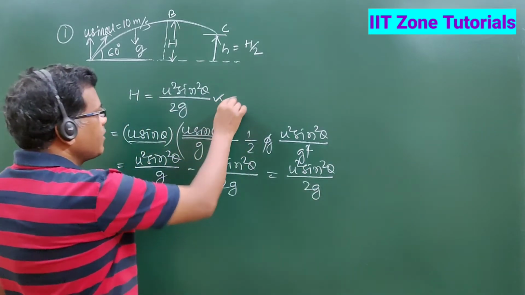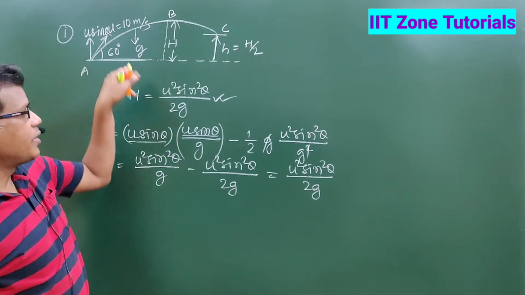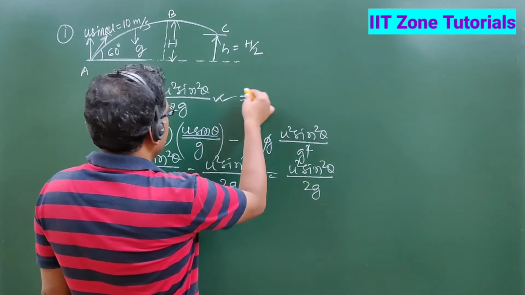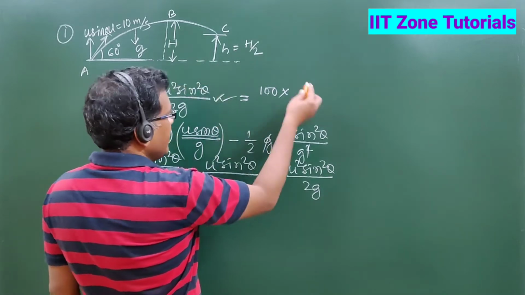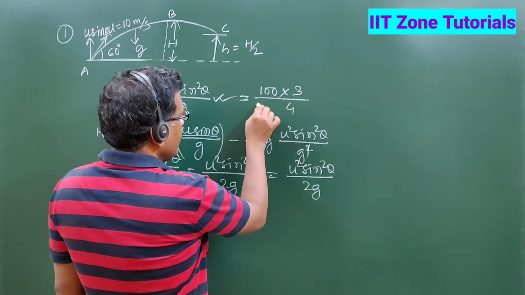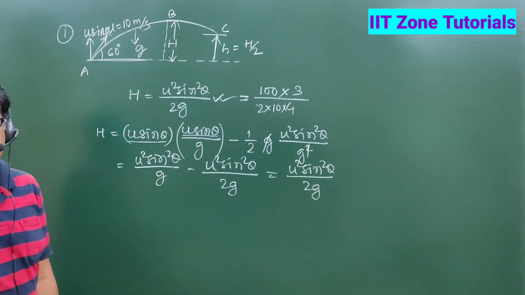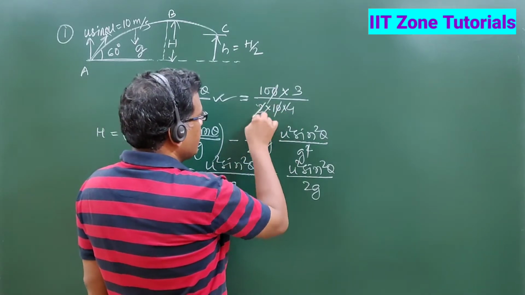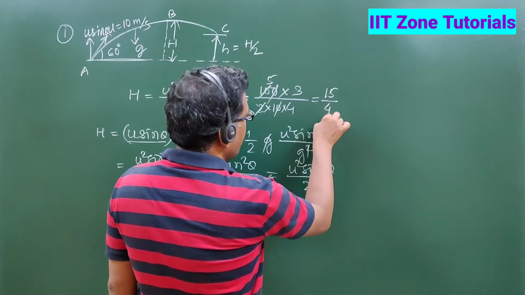So this is the maximum height. As you know the value of u and the value of theta, you can get the maximum height. That is u being 10, its square 100, sine 60 is root 3 by 2, so that is 3 by 4, into 2 into g, that is 10. Taking g as 10, we can write down this value, so cancelling it out, it is 15 by 4 meters.